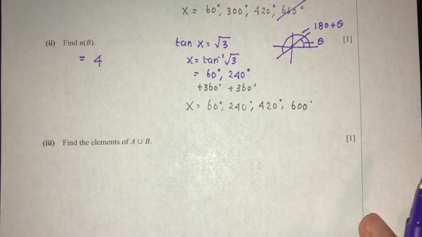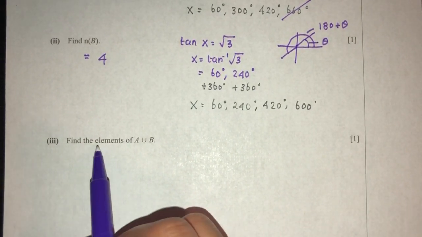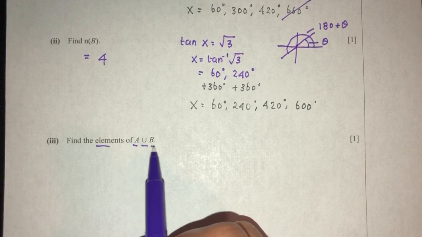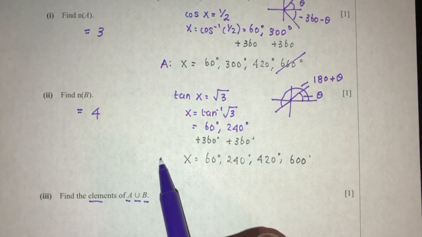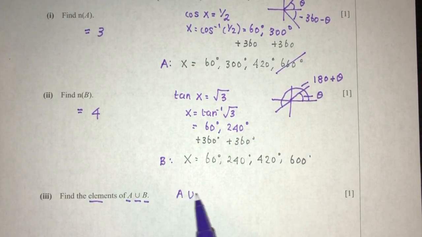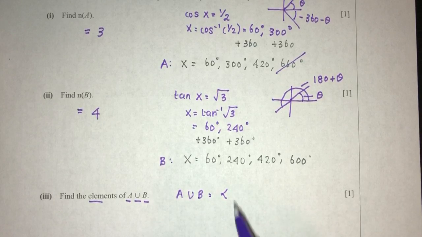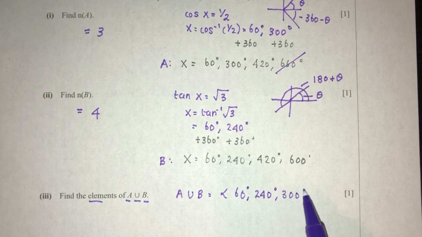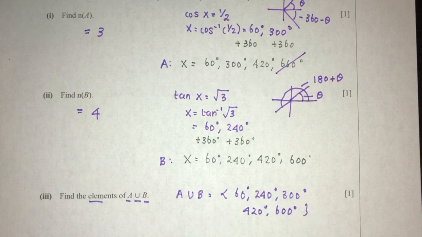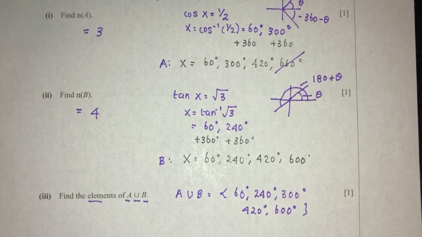Now for part 3, we have to find the elements of A union B. Pretty easy. This is A, this is B, so A union B is just everything together, but we don't repeat the same values. So 60, 240, 300, 420, and 600. It is all the values without repeating. That will be part 3.